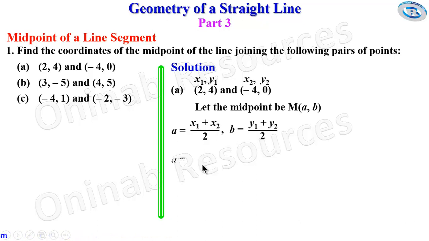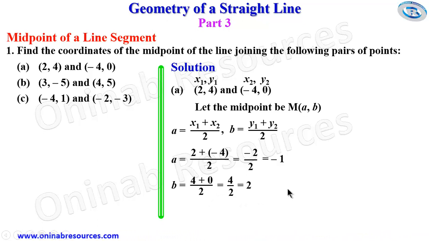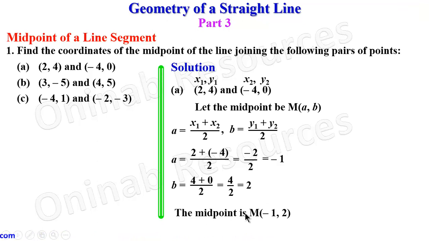So for a, we are going to have our x1, which is 2, plus negative 4, then divide by 2. 2 plus negative 4 gives negative 2, divide by 2 gives negative 1. Then for b, y1 is 4 plus 0, divide by 2. This is giving us 4 divided by 2, which gives 2. Therefore, the midpoint is M, whose coordinates are (-1, 2). And that's all for A.